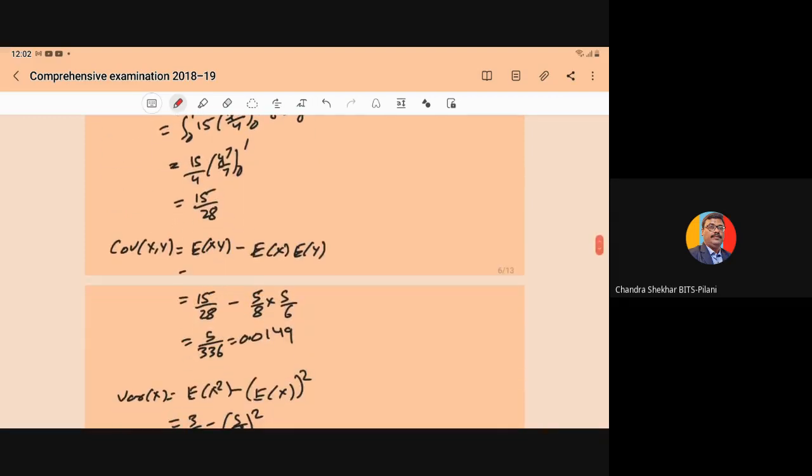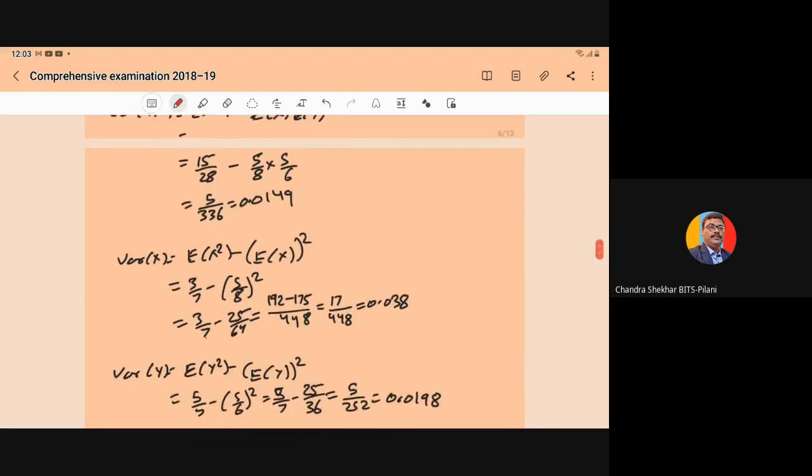So then we have to compute the covariance. For the correlation coefficient, we require the computation of the covariance. So what is the covariance? Covariance between the two random variables x, y will be the expectation of xy minus expectation of x into expectation of y. So already we have computed all the values above. So this is the expectation of x into y: 15 upon 28 minus 5 upon 8 into 5 upon 6. So that will come to 5 upon 336, or 0.0149.